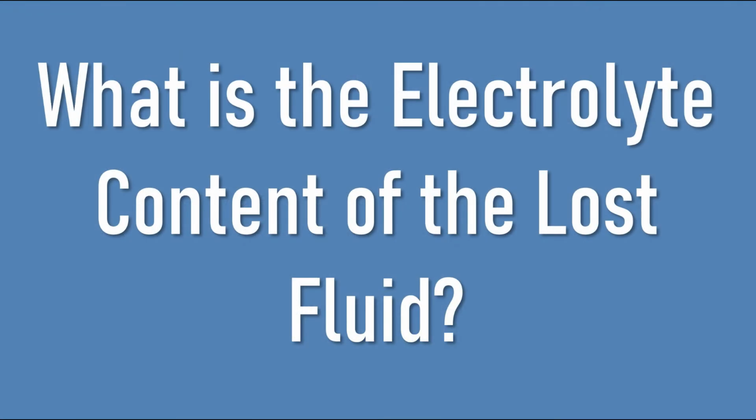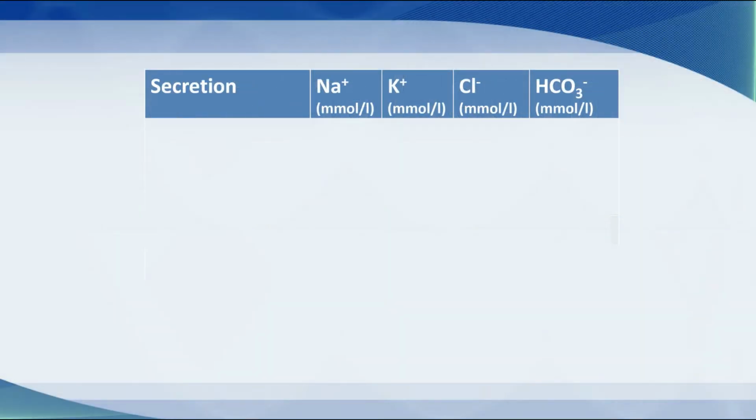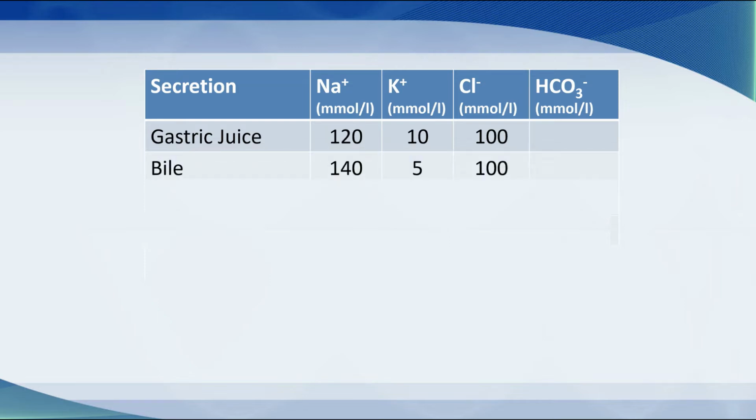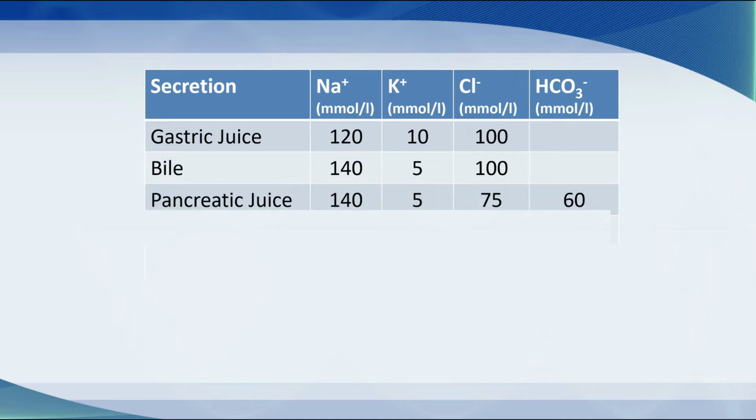What is the electrolyte content of this lost fluid? I said it's full of stuff. Well, if you actually look at the different fluids that are secreted by the gastrointestinal tract, there's gastric juice, about 120 millimoles or milliequivalents of sodium, 10 of potassium, 10 of chloride. There's no bicarbonate there. Bile has 140 of sodium, 5 of potassium, about 100 of chloride. The pancreatic juice has 140 of sodium, 5 of potassium, 75 of chloride, and a good load of bicarbonate, about 60 millimoles of bicarbonate. The small intestine, 120 of sodium, 5 of potassium, 105 of chloride.